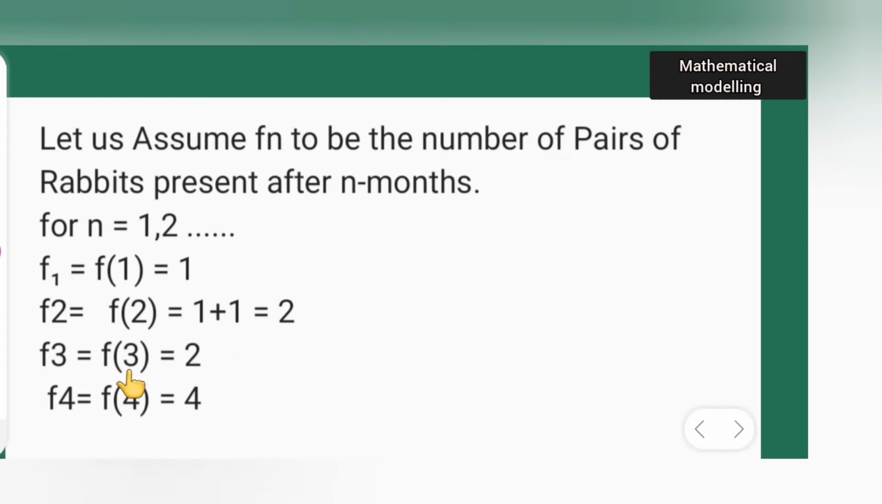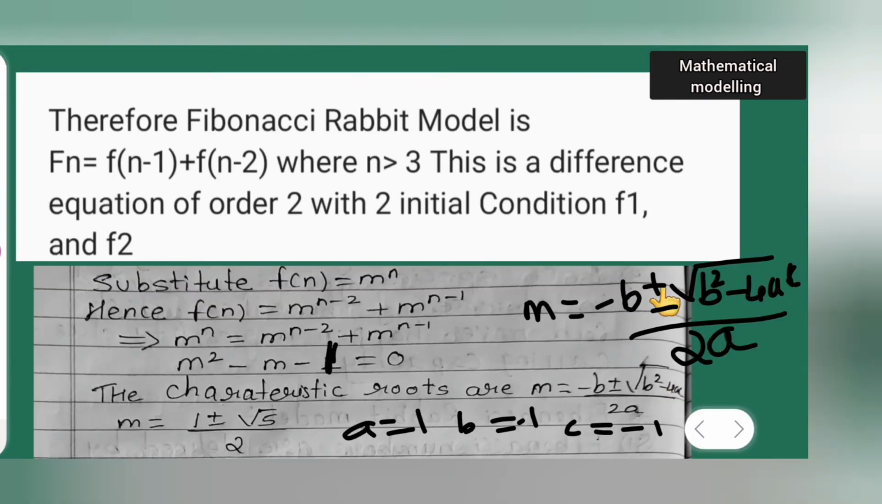This is for 3 months. F3 is equal to F of 3 is equal to 4. And the 4th month, again it will be 2, so it will be 2 plus 2 is equal to 4. Next, let us see. This is easy. Then therefore, the Fibonacci rabbit model is what?